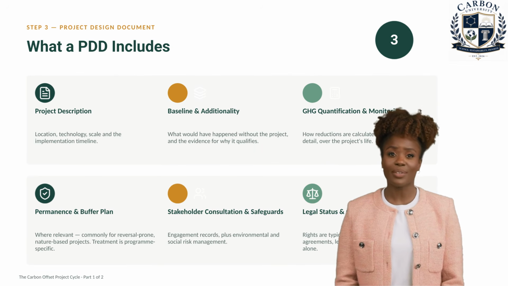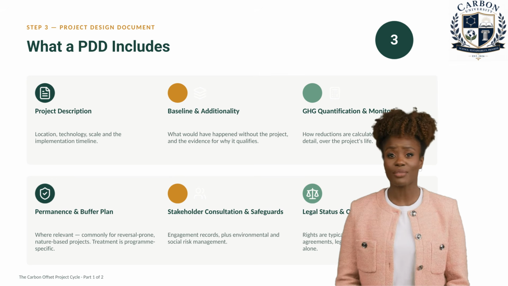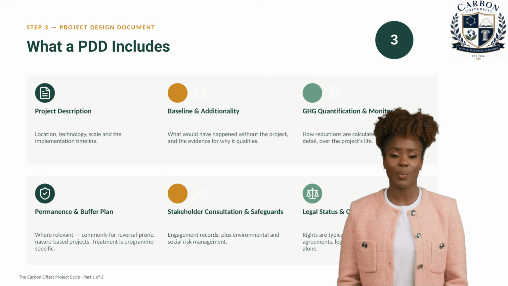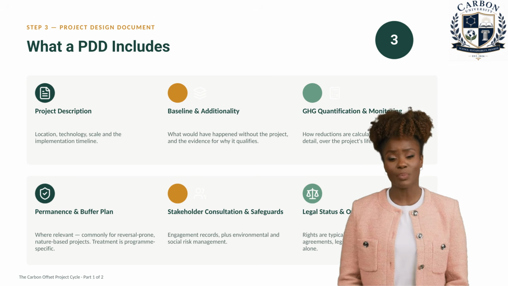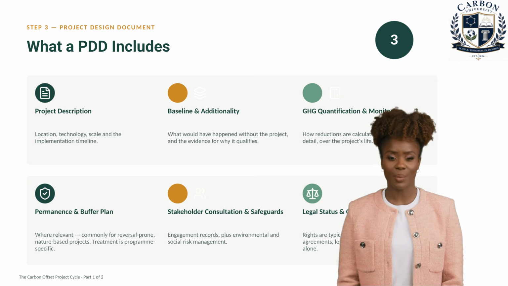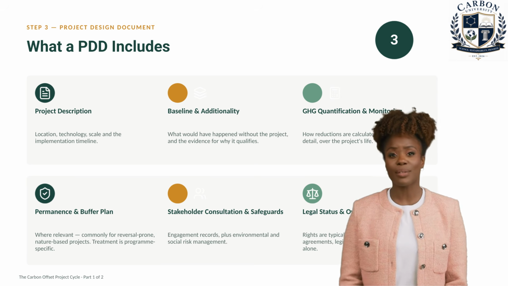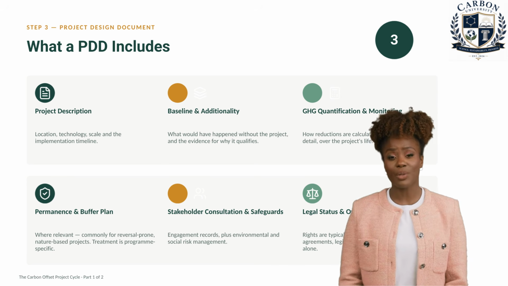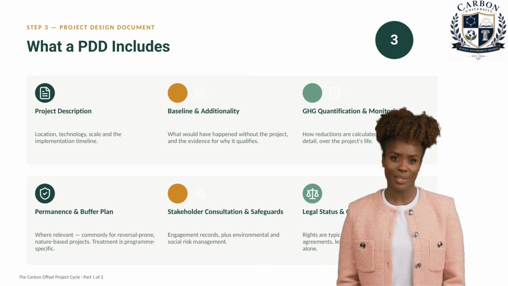With the program and methodology chosen, the next major task is developing the project design document, or PDD. Think of the PDD as the project's founding technical blueprint. A well-developed PDD typically covers the project description, the baseline and additionality case, and the GHG quantification and monitoring approach. Where reversal risk is relevant, a permanence and buffer plan sets out how that risk is assessed and mitigated, though treatment is program and methodology specific.